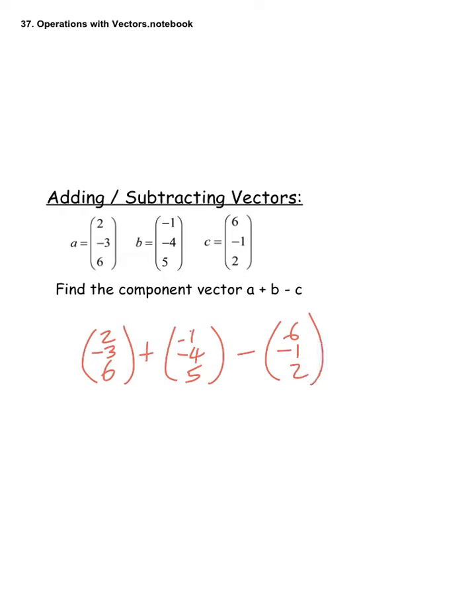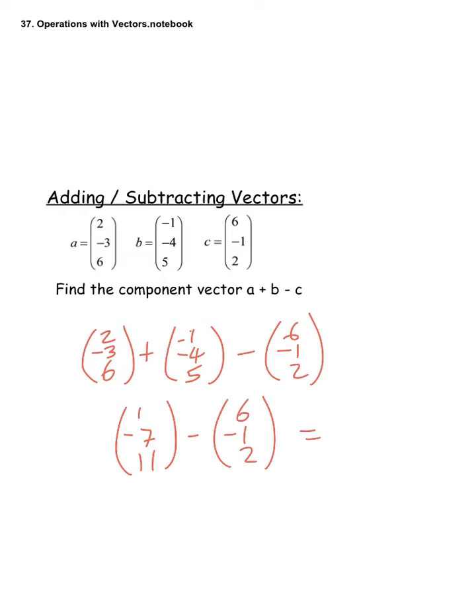We're going to add the top two numbers first of all. So 2 add negative 1 is 1. Negative 3 add negative 4 is negative 7. And 6 add 5 is 11. So that's us added together the first two vectors. I'm going to keep the third vector in exactly as it was before.